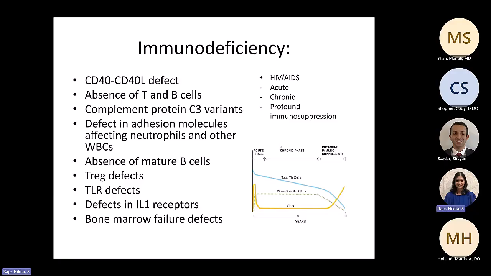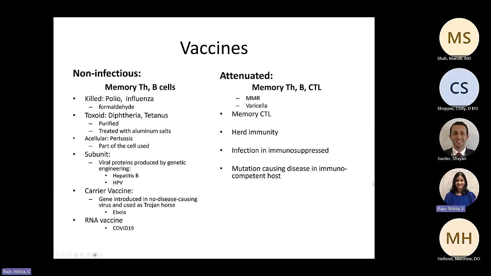So that's what I was showing, the figure where the natural progression of HIV/AIDS occurs and how the numbers go down with natural progression, and then the viral load goes up again. All right, vaccines. There are inactivated vaccines and live attenuated vaccines. Both types of vaccines give rise to memory helper T cells and B cell response. It is only the attenuated live vaccines that give rise to CTL response.